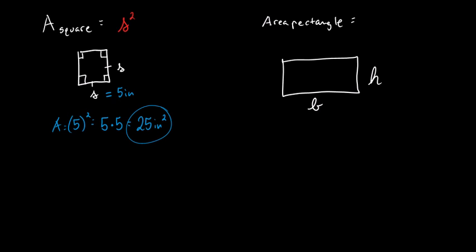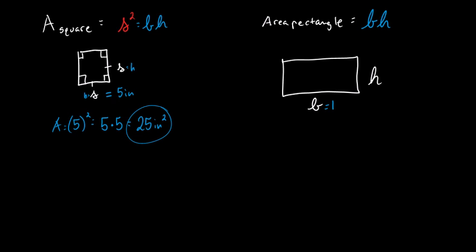Now the formula for a rectangle is base times height. So BH, base times height. A square is a rectangle, so if you want to think of the area of a square as base times height, that is fine, but your base is s and your height is also s, so it just so happens that your base and height are the same. That's the only difference between a square and a rectangle, really: all the sides are the same for a square, whereas for a rectangle, they're different.